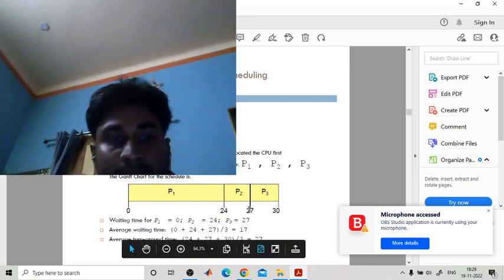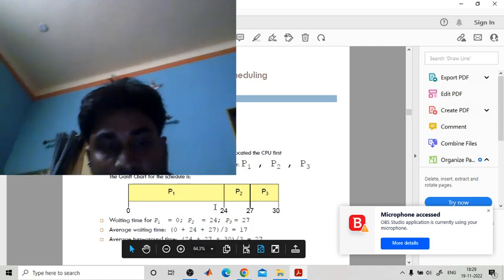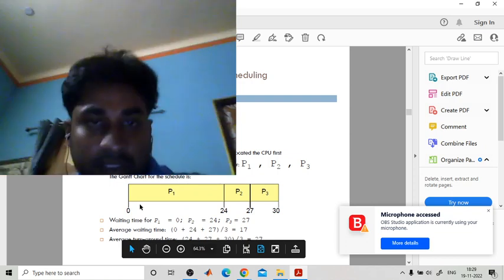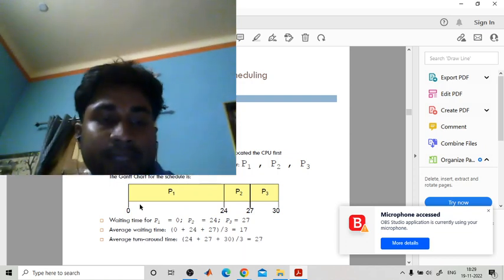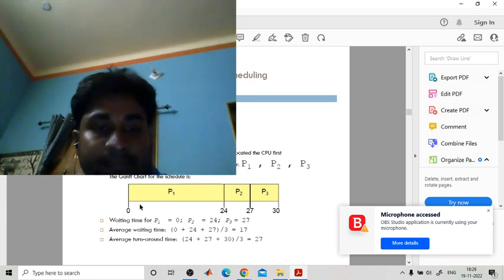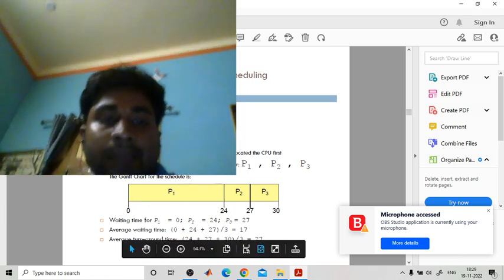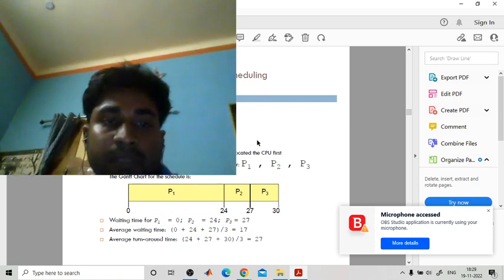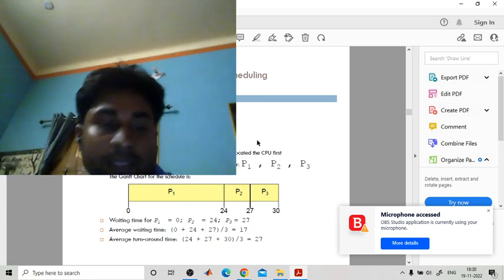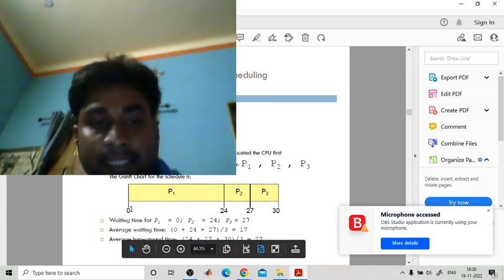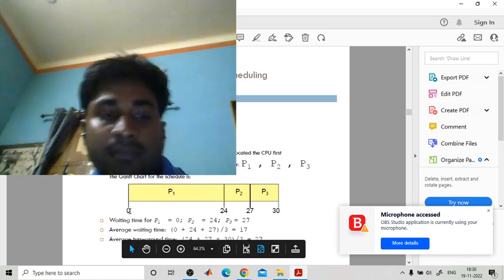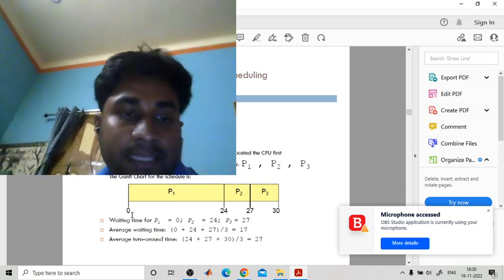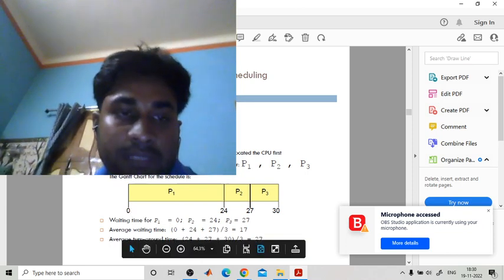Okay. Then after the execution, this is the actual Gantt chart. This Gantt chart should be drawn for the scheduling algorithm problems. Then we have to determine the waiting time. So P1 came at 0 milliseconds. I told you that the arrival time for all the processes P1, P2, P3 is 0. So P1 came at 0 milliseconds and it is allocated for execution at 0 milliseconds. So 0 minus 0 will be the waiting time for the process P1, that is 0.